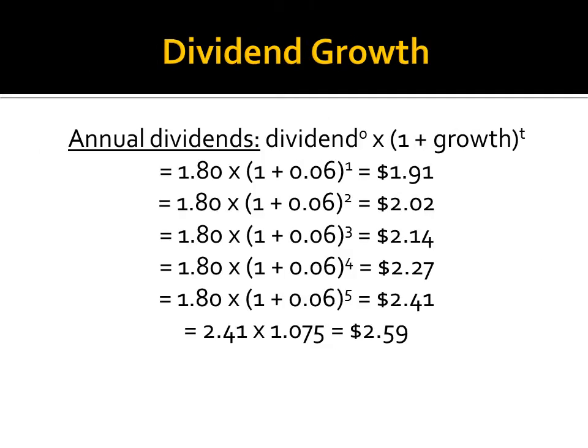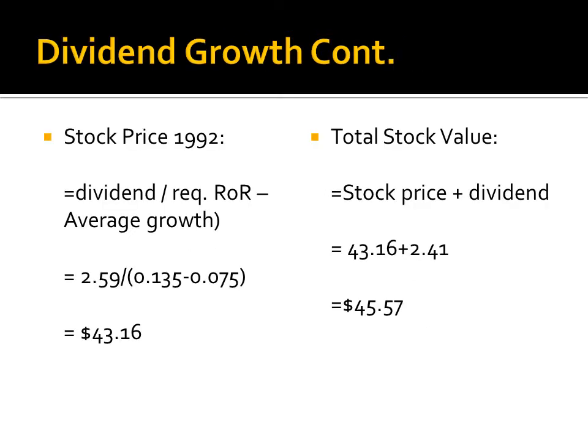Before addressing the problems in question 3, it was necessary to find the annual dividends. Next, we needed to find the value of stock on January 1st, 1992. First, however, we needed the stock price, which we found by dividing the dividend by the required rate minus average growth, which became $43.16, as well as the total stock value, which is simply the dividend of $2.41 added to that stock price, giving us a total stock value of $45.57.